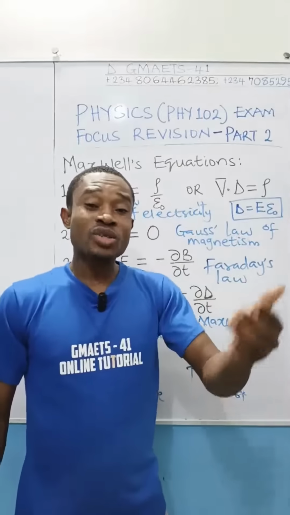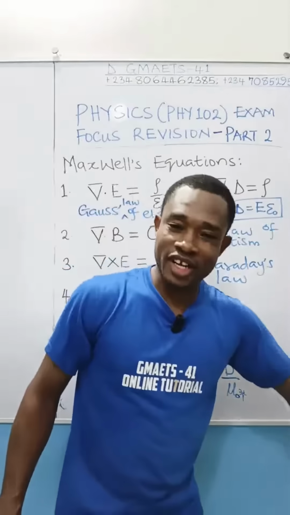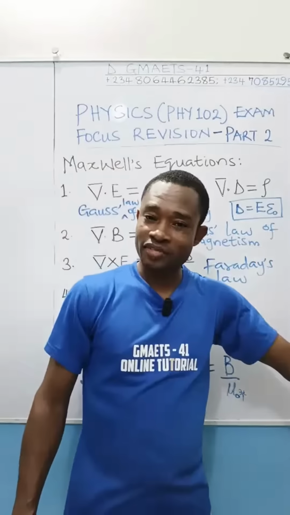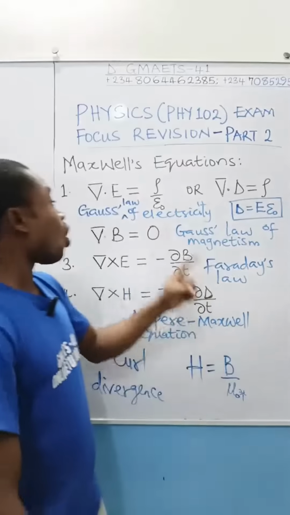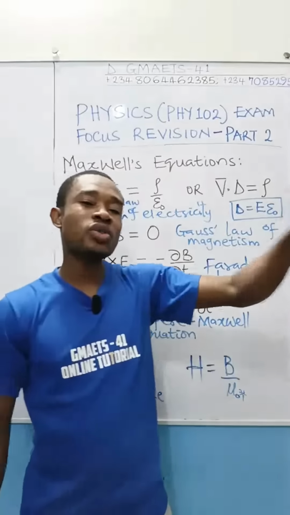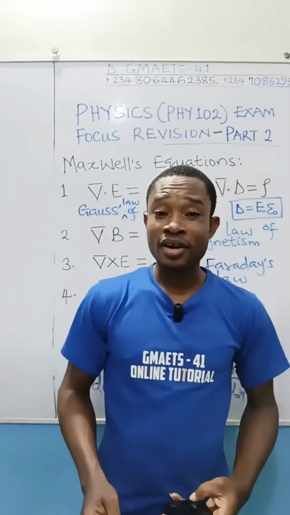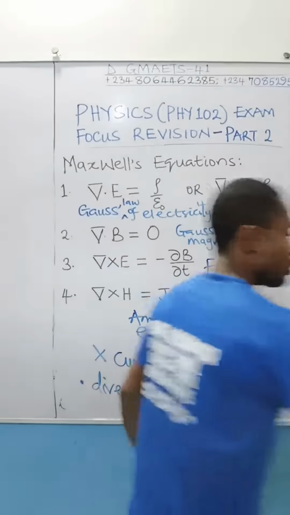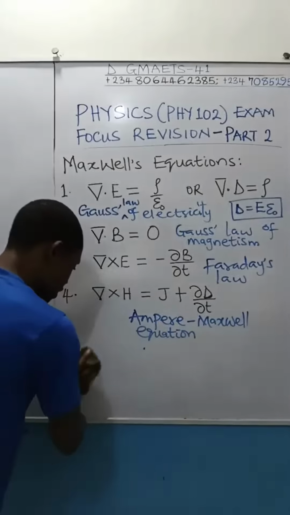The Ampere-Circuital law, which is the magnetic equivalent. Ampere-Circuital law is met under magnetic field. It is the magnetic equivalent of Gauss' law in electric field. So when we talk about Gauss' law in electric field, in magnetic field, we talk about Ampere-Circuital law.